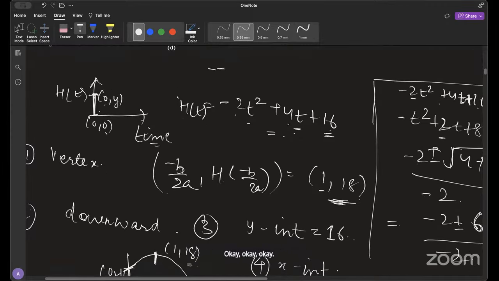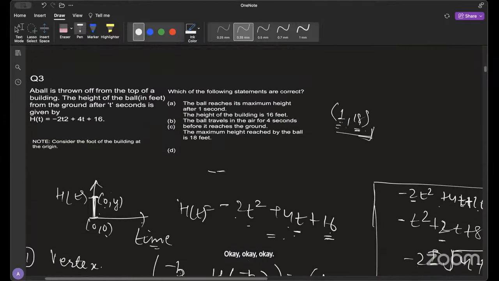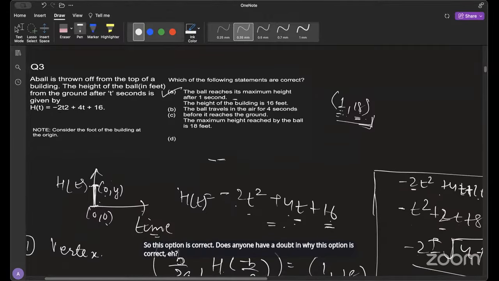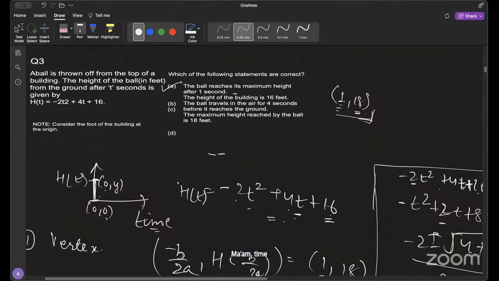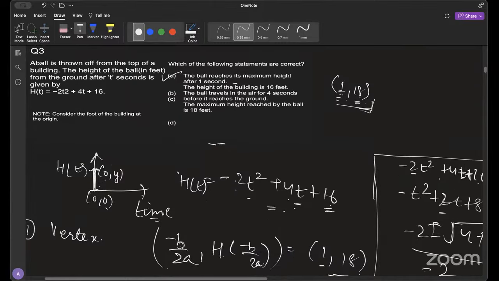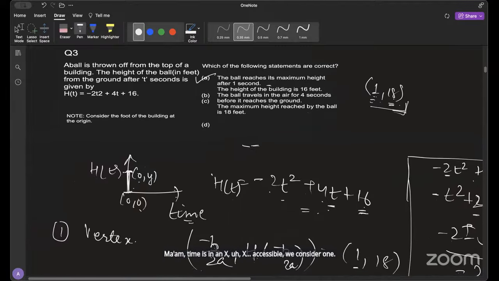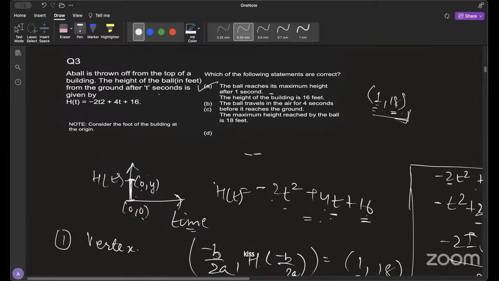Okay. So this option is correct. Does anyone have a doubt on why this option is correct? Time is on the x-axis, so we consider 1 as time. Time is given on the x-axis, that's why we consider 1 as time. And is 1 in minutes or seconds? It's in seconds, right? It's given here, t seconds.